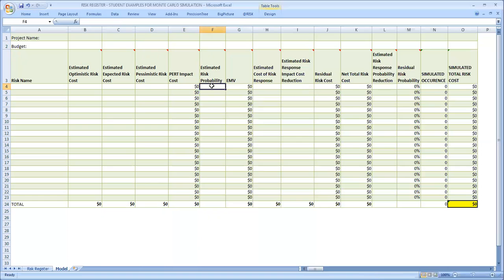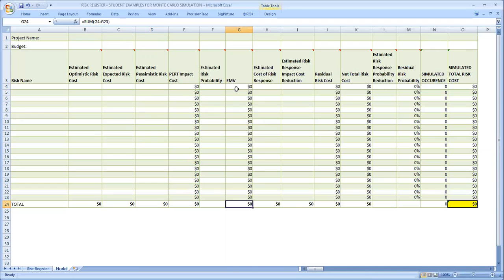So probability times impact, in this case, the PERT cost estimate, which appears to be a static number, but in reality, as I said, will be generated randomly based off of the distribution that you see between columns B, C, and D. And that will show here in the EMV value. The EMV value then at the bottom is calculated as a total.